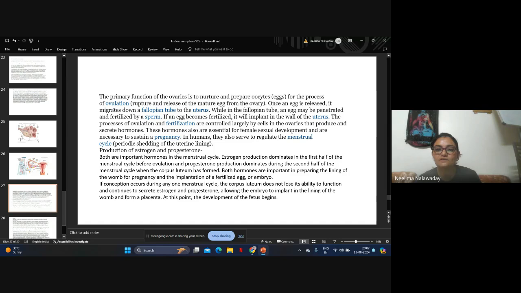The primary function of the ovaries is to nurture and prepare the oocyte or ovum in a premature state for the process of ovulation. Once the ovum is released, it migrates through the fallopian tubes towards the uterus. While in the fallopian tube, an ovum may be penetrated and fertilized by a sperm. If an egg becomes fertilized, it will implant into the wall of the uterus. The processes of ovulation and fertilization are controlled largely by the cells in the ovaries that produce and secrete hormones. Which are those hormones? Estrogen and progesterone.